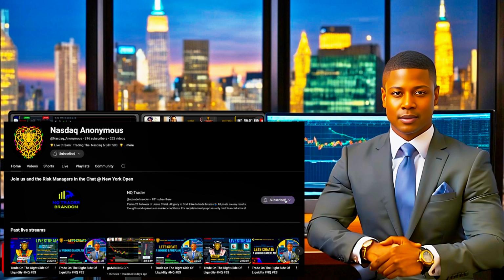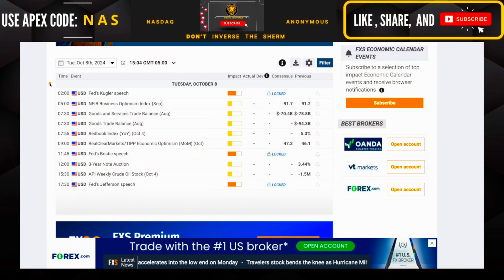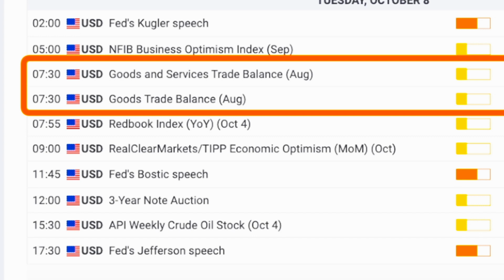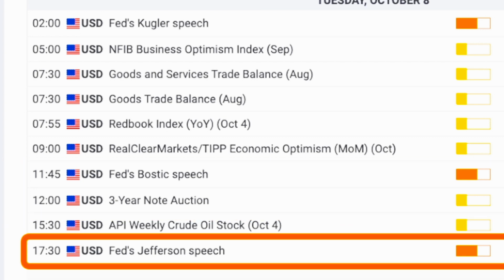And with that said, let's jump into the charts now. This is tomorrow's data, and be mindful that all times are in Central Time. And we have a big block of news scheduled for tomorrow, so let's jump into it. At 7:30, we have goods and service trade balance for the month of August. And at 11:45 and 12 o'clock, we have Fed Bostic speaking, and we have the 3-year note auction. And finally, at 5:30, we have Fed Jefferson speaking.